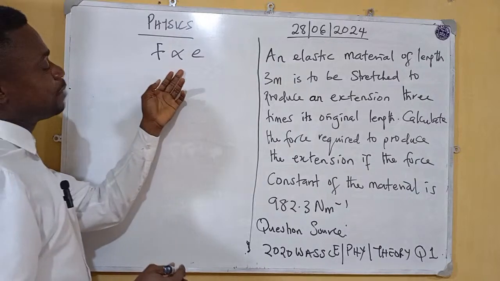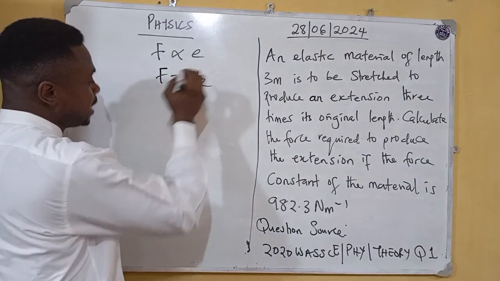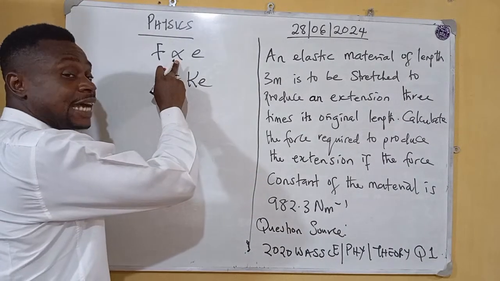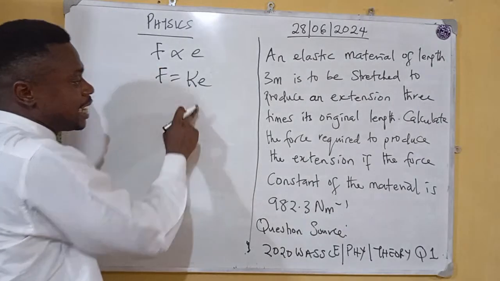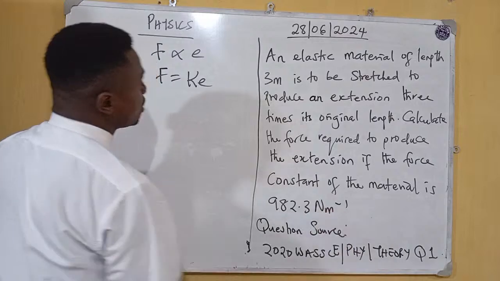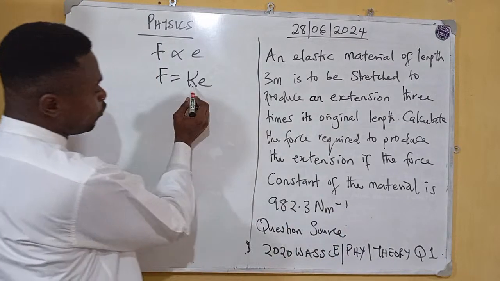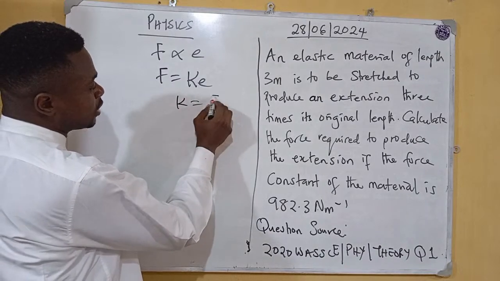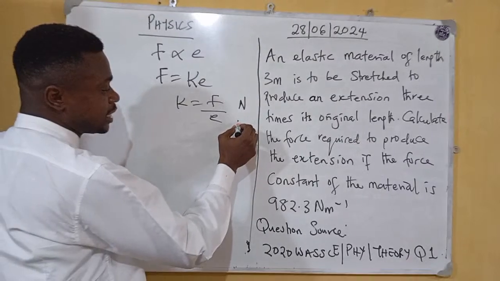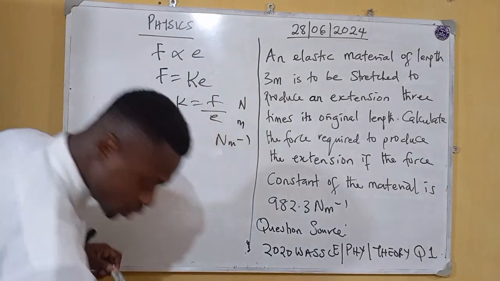If F is directly proportional to E, that means F is equal to KE. We put a constant to remove the sign of proportionality, and this constant is what we know as the force constant. If you want to find K, it's simply K is equal to F over extension. F is force in Newton, extension is in meter. That's why the unit is Newton per meter. All right, so let's continue.